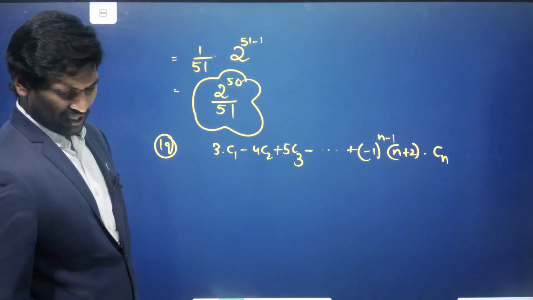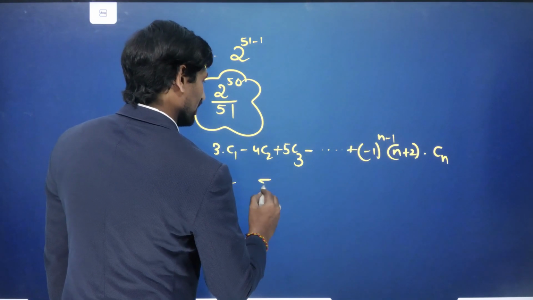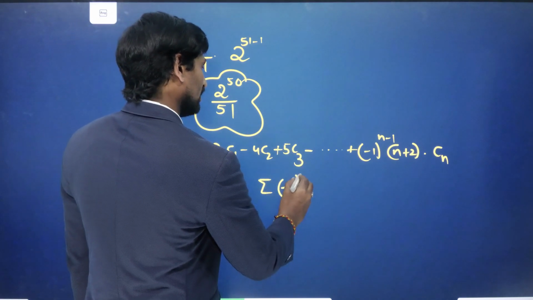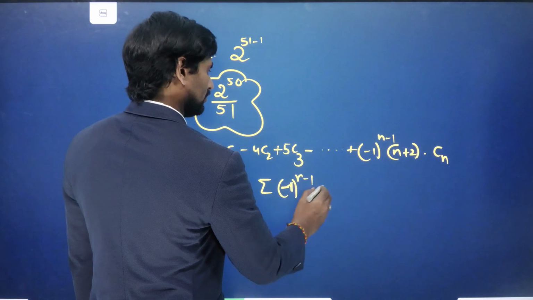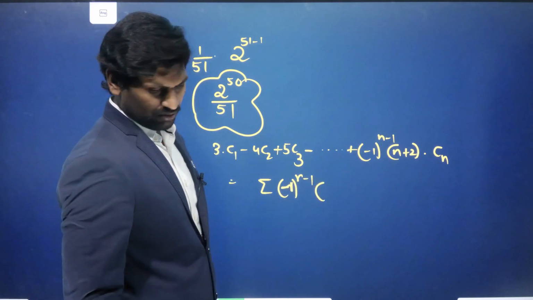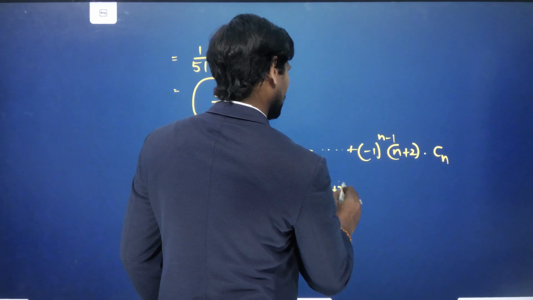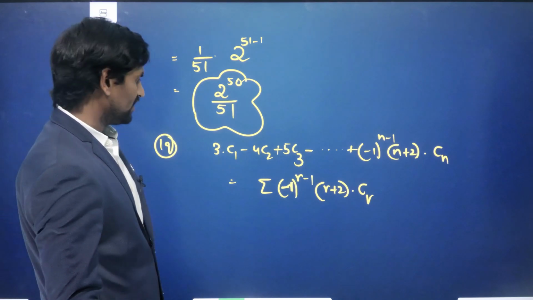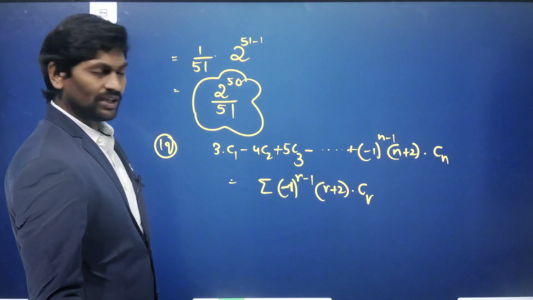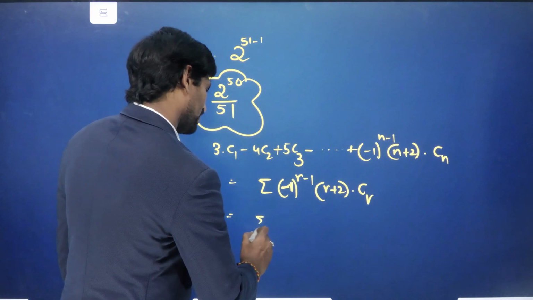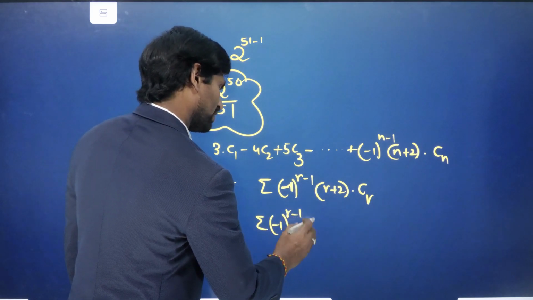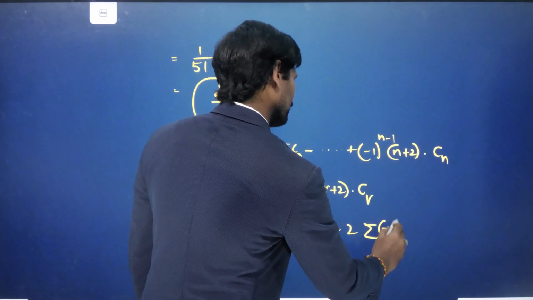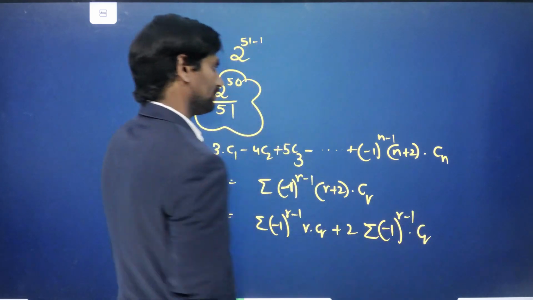Now we are expressing this one as sigma minus 1 power r minus 1 into r plus 2 Cr. Okay. So try to simplify this one. So we can just multiply Cr. This one we are writing as sigma minus 1 power r minus 1 r into Cr plus 2 into sigma minus 1 power r minus 1 Cr.